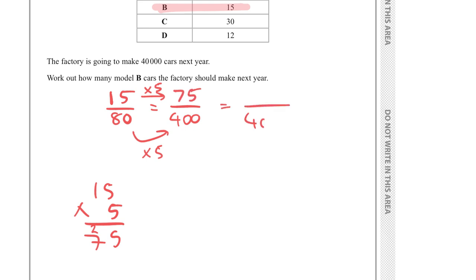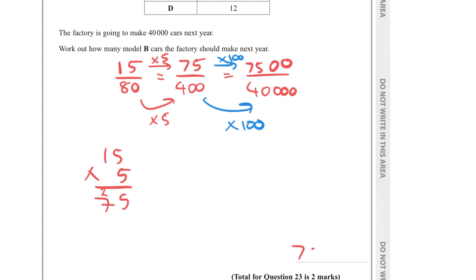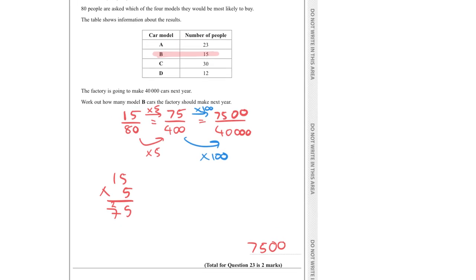We want it to be over 40,000. So we're timesing it again by 100. So we're going to times it by 100. So we get 7500. So they should make 7,500 of these cars. Alright? A lot of words, but we don't care about A, C or D. Literally ignore it. Pretend it's not even there. Alright? We just care about B.